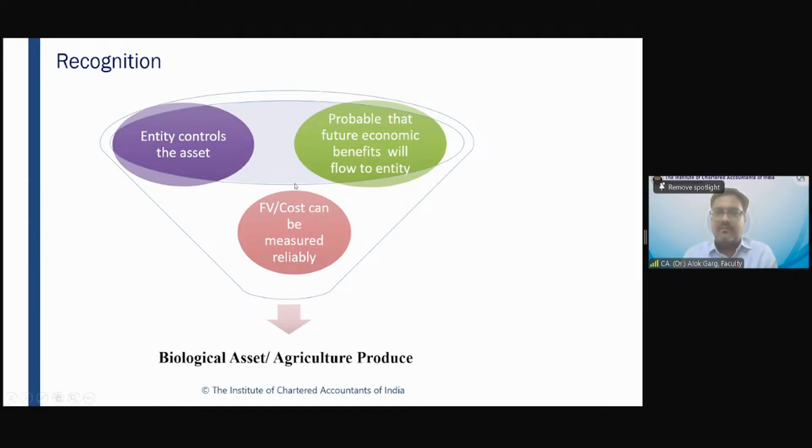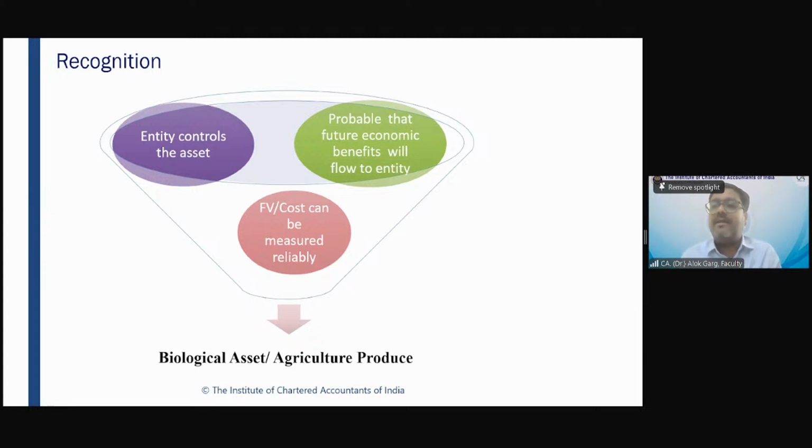It can be measured. How can it be measured? So we know the price in the market. Sir, no, you know the price in the market, but that price is not the cost. That price is the fair value, the market value, right?